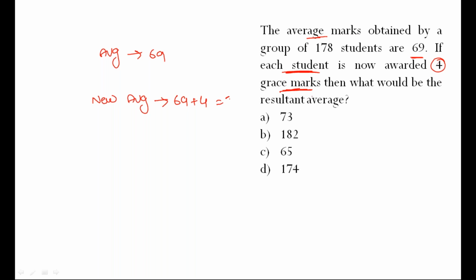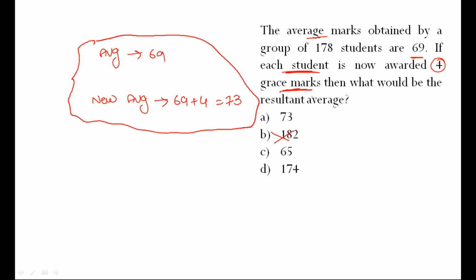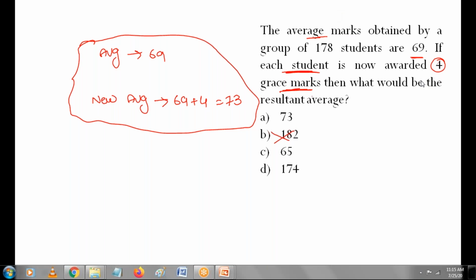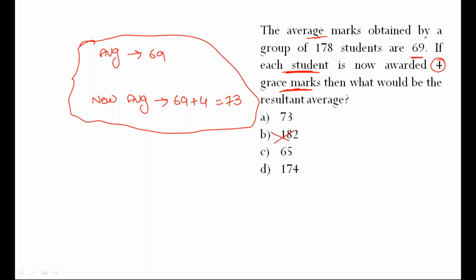Excellent. 73 is the answer. Few of you may go for 182. Guys, this is not the number of students. The question is regarding average, right? When every student is given 4 more marks, the average is also increased by 4. It's not about the number of students. The number of students is fixed already. Excellent, guys. Now let's go for the next question. Hope you are clear with this, right?